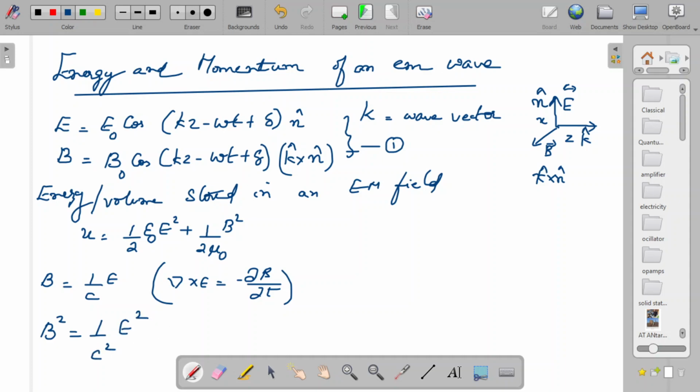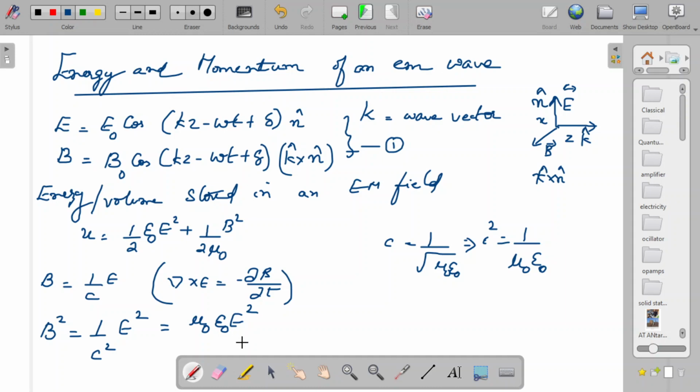Now you see what 1 by c is in relation to the permeability and permittivity of free space. You have learned that c is 1 by root of mu 0 epsilon 0, right? So I can write c square as 1 by mu 0 epsilon 0. So instead of 1 by c square, I can write mu 0 epsilon 0, and B square is mu 0 epsilon 0 into E square.